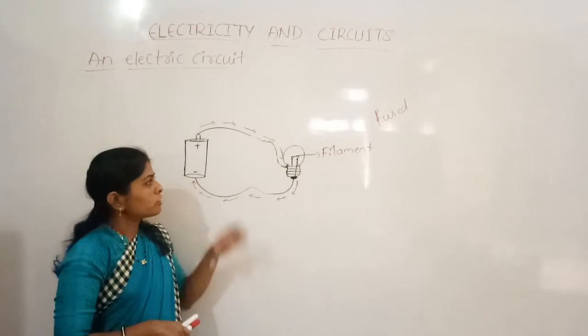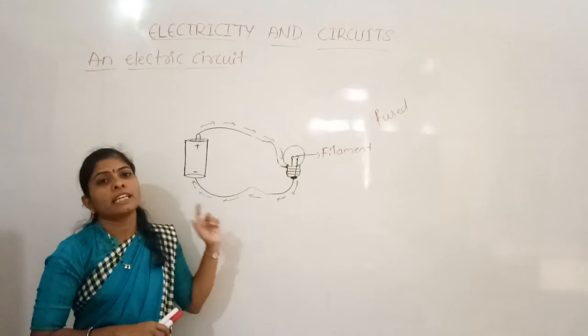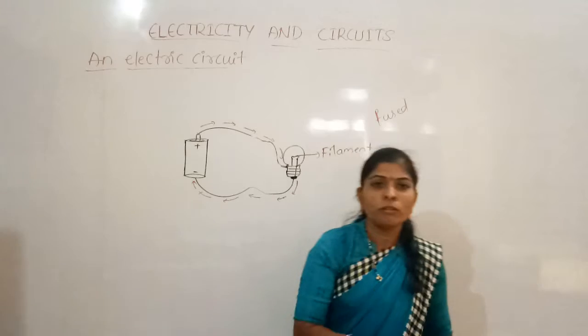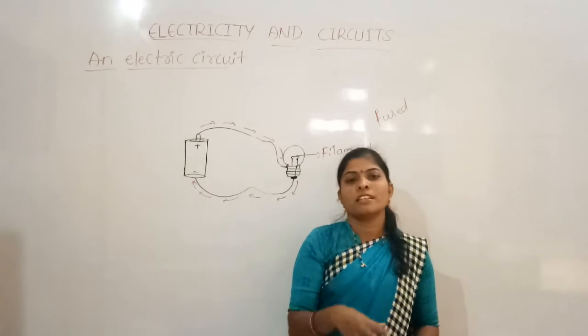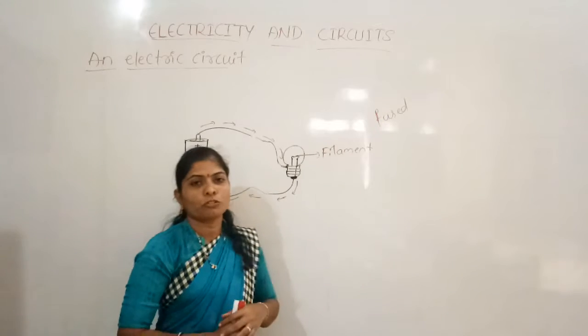Because of all these three, the circuit will not be complete. In an incomplete circuit there is no electricity transfer, and if there is no electricity transfer, the bulb will not glow.